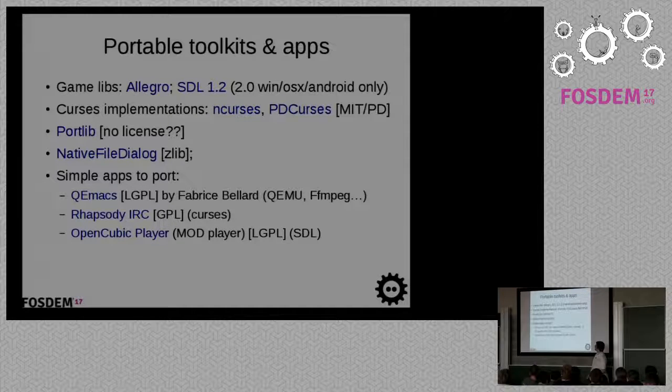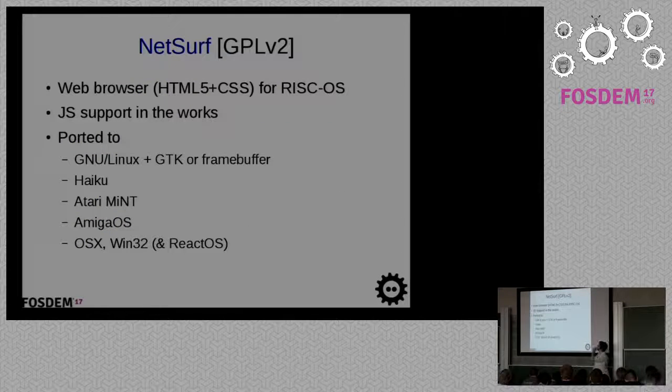Native file dialog is useful with SDL apps, so you can actually have the single window SDL apps, but at least you have native file requesters, so it's a bit more native. And yeah, some interesting apps like QEmacs, written by Fabrice Bellard, so you probably know about QEMU, FFmpeg, and other weird stuff like this. Well, it's this guy. He's a crazy guy. Yeah, Rhapsody IRC is a bit simpler than IRC to port. And yeah, OCP to have some music.